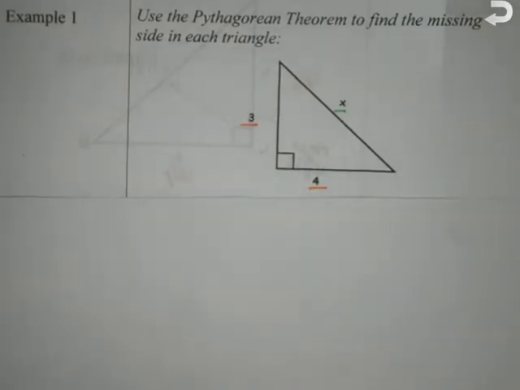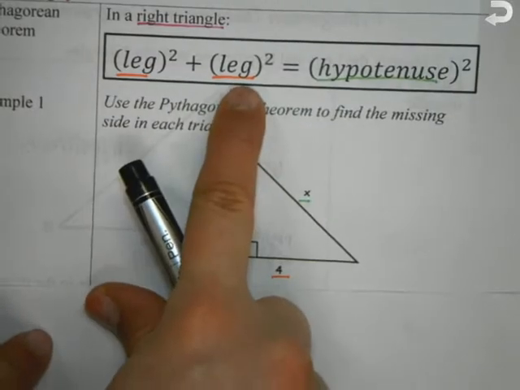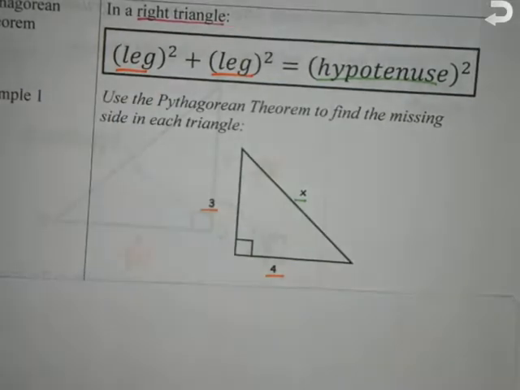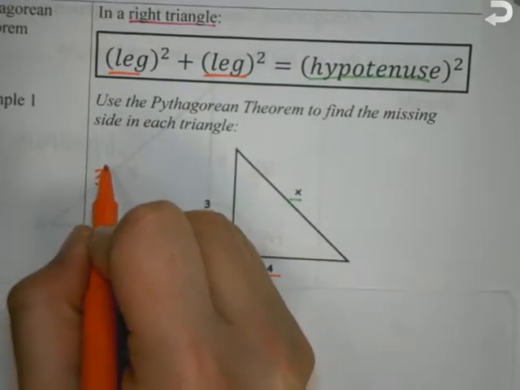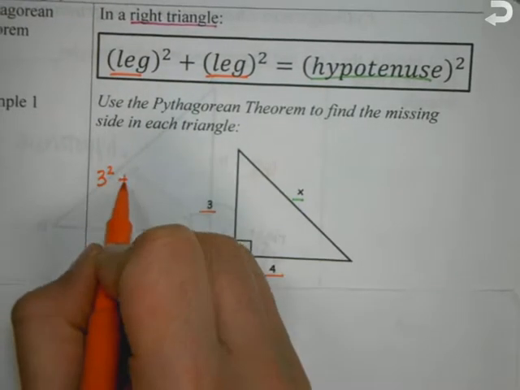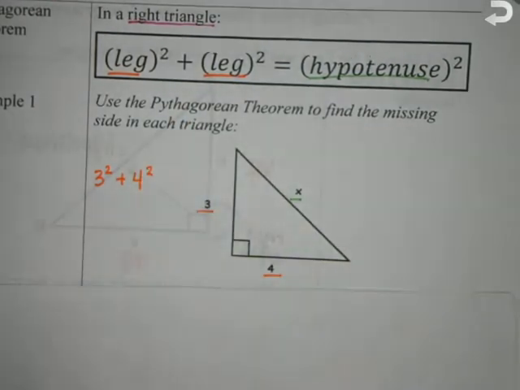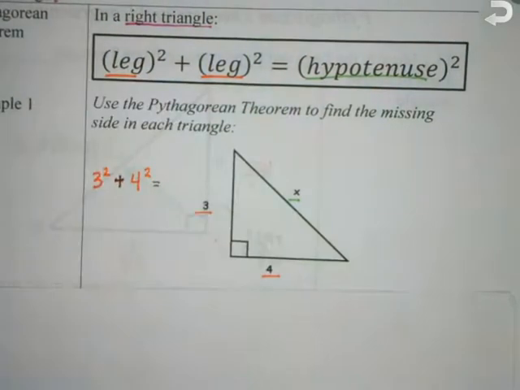And what we're going to do here is we're going to plug everything in to the Pythagorean theorem to solve for X. So what would that give me? That would give me leg squared. What leg? One of the legs? 3. So first we're going to write it out. 3 squared plus, what's the other leg? 4. So 4 squared is equal to the hypotenuse squared, but we don't know what the hypotenuse is yet, so we're just going to write X squared.